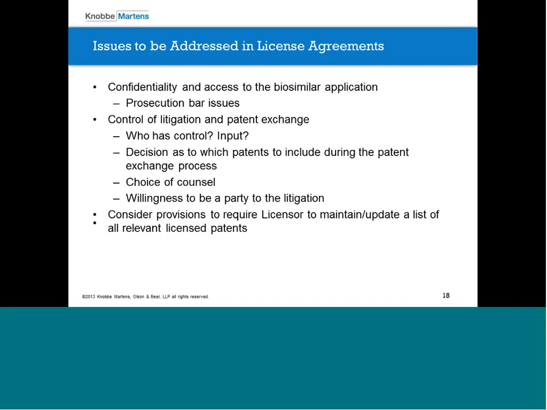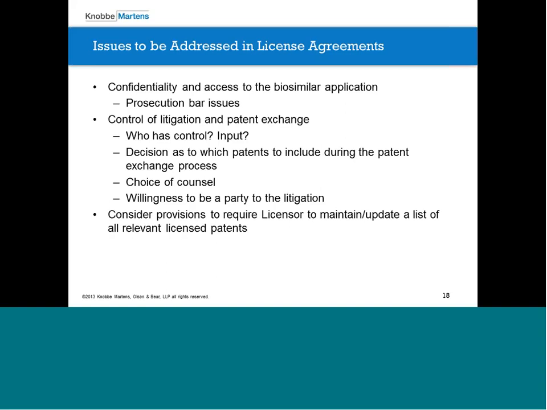As we mentioned earlier, there are confidentiality and access restrictions in the BPCIA. With respect to a patent owner or licensor who has exclusively licensed their patent to the RPS, but has also maintained a right to be involved in the litigation, the BPCIA does contemplate that that third-party patent owner could have access to the biosimilar application. However, they do have to agree to the prosecution bar that is in the statute.